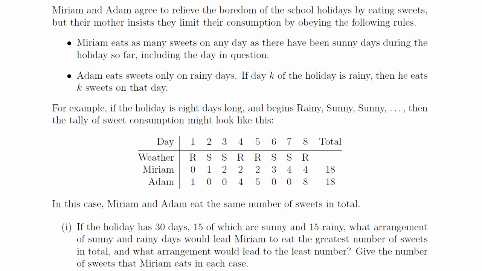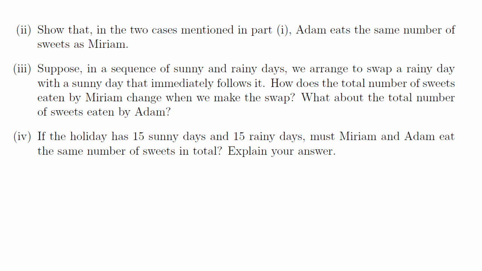Question 5, part 1. If the 15 sunny days come first, then Miriam eats the most possible sweets. A quick arithmetic progression sum gives 345 sweets. On the other hand, if the 15 sunny days come as the last 15 days, then she eats the fewest sweets possible, and that's 120 sweets. Part 2, we have to sum a couple more arithmetic progressions, and we get the same numbers as before.